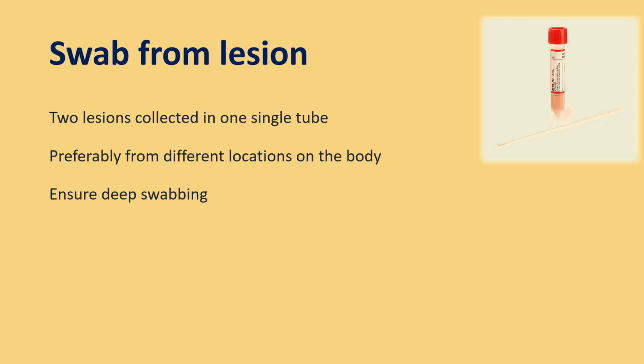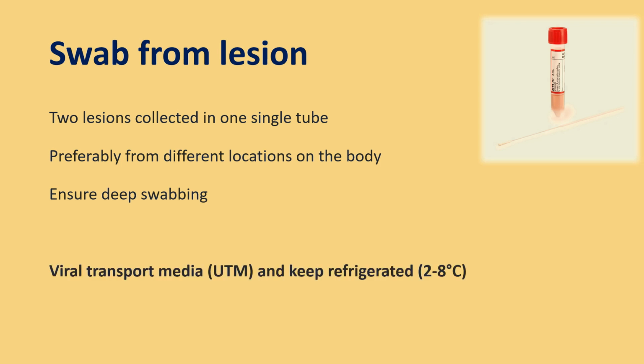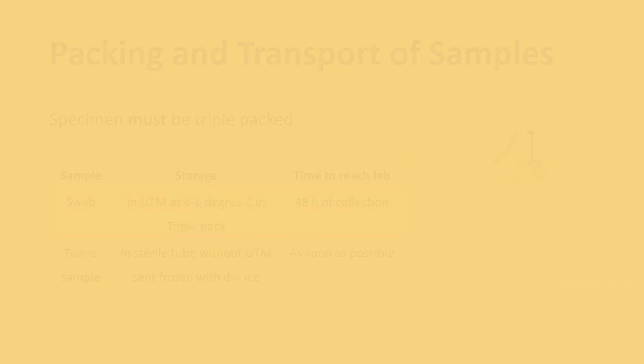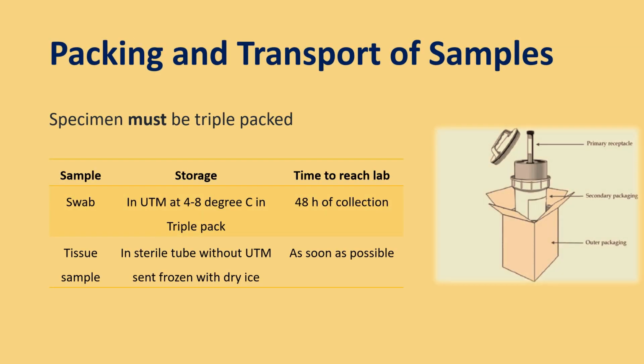Ensure that the vesicular or the pustular component is collected on the tip of the sterile swab. The collected material is transported in a viral transport media and kept refrigerated at 2 to 8 degrees Celsius. While collecting tissue samples, it is important to unroof the scab or crust carefully. Place the scab or crust collected into a sterile container. All the specimens need to be triple packed. The swab has to be transported in a universal transport media at 4 to 8 degrees Celsius within 48 hours of collection. Tissue samples collected in a sterile tube need to be transported as soon as possible.